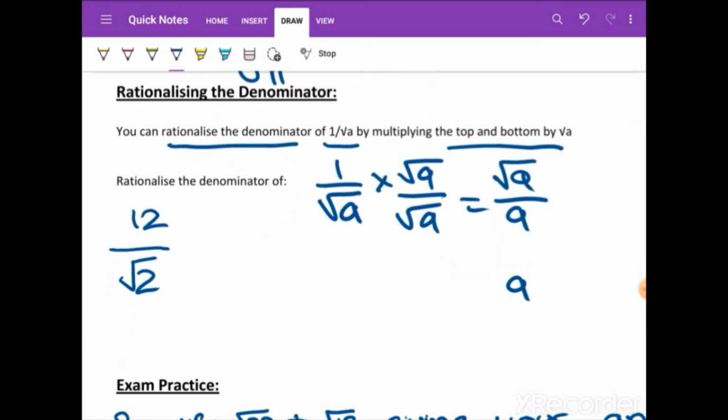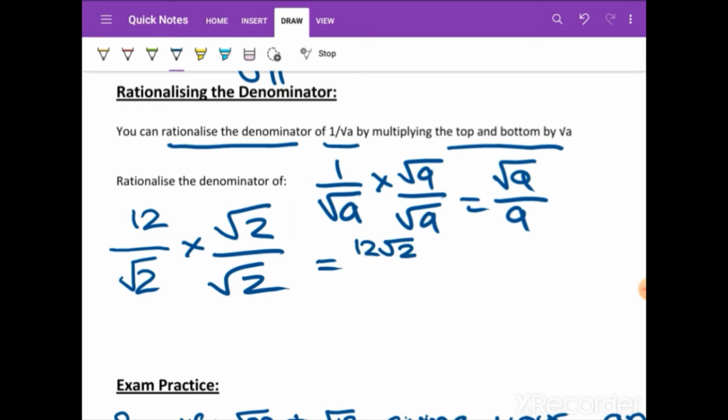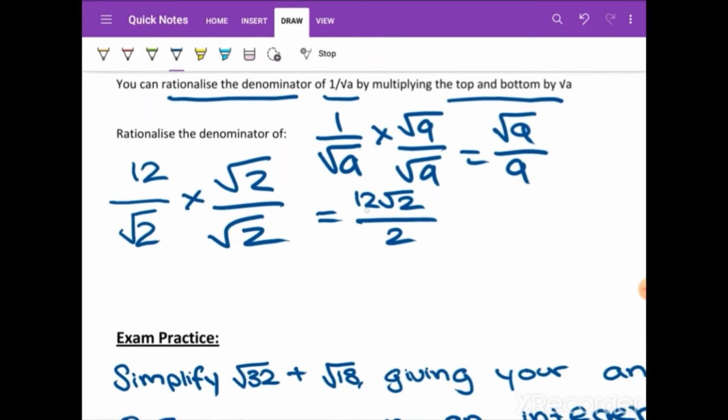In this question, we have to rationalize the denominator of 12 over the square root of 2. Similarly to above, we multiply the top and bottom by the denominator. 12 times the square root of 2 will stay as it is. However, the denominator will leave us with 2. Now we can just simplify by dividing 12 by 2, which leaves us with 6 times the square root of 2.